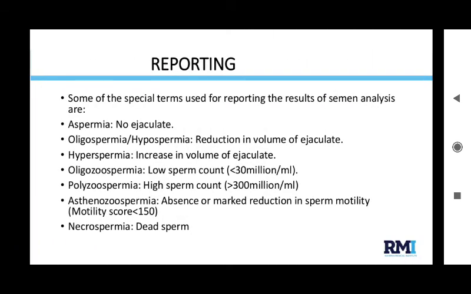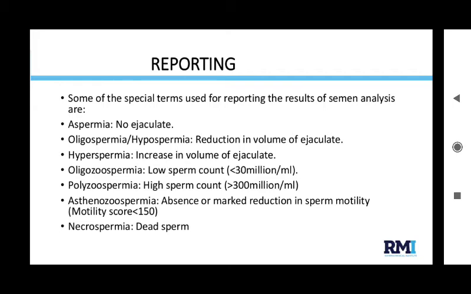Now, how are they reported? Some of the special terms used for reporting the results of semen analysis are: aspermia, which means there is no ejaculate itself. Oligospermia or hypospermia is reduction in volume of ejaculate. The volume of the ejaculate is less. Semen volume itself is less. It is called oligospermia. Hyperspermia is increase in volume of ejaculate.